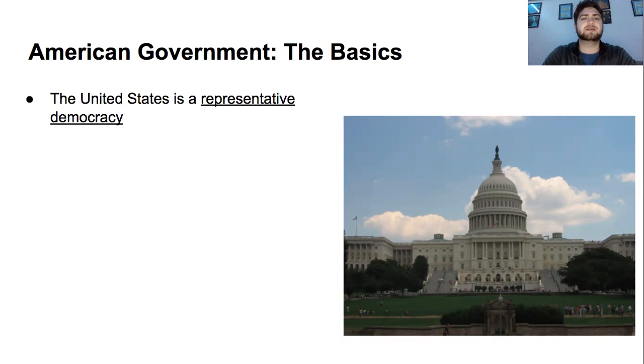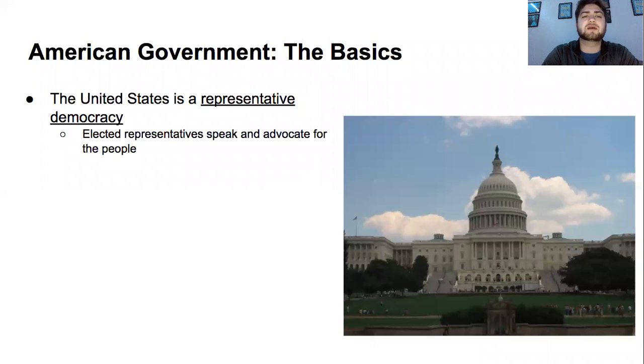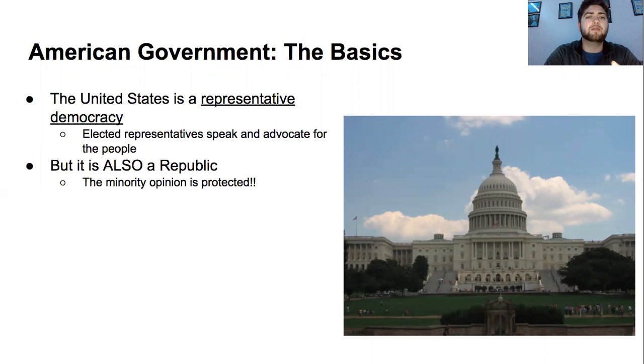So the United States is a representative democracy. That basically means that elected representatives speak and advocate for the people. However, the United States is also a republic, and that's important to understand, it is its primary category in terms of type of government. Basically, this means that the minority opinion is protected from the majority. In a democracy, the majority can kind of rule things. However, in a republic, the minority still gets a say in how the government works.